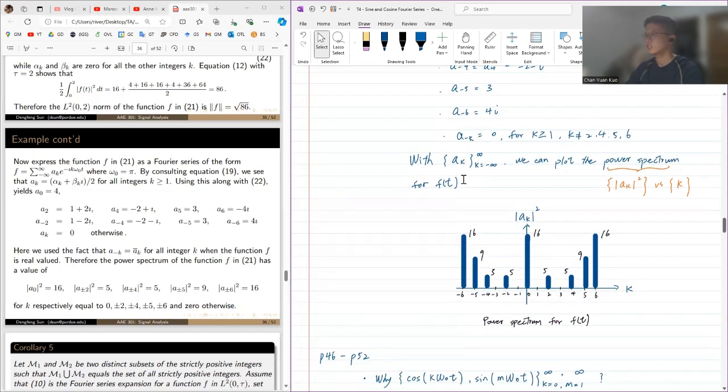Now with the Fourier coefficients associated with the set of exponential functions, we can plot the power spectrum for the function f. Now recall the power spectrum will be a graph of the square of the absolute value of a k versus the integer index k. And here I have drawn out the power spectrum for this function, and you can see that the sinusoidal components associated with the angular frequency 0, 6 pi, and negative 6 pi have the highest power.